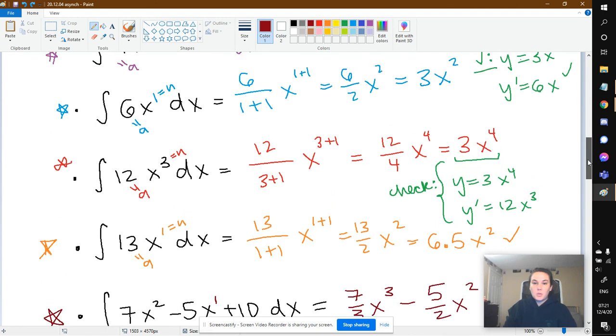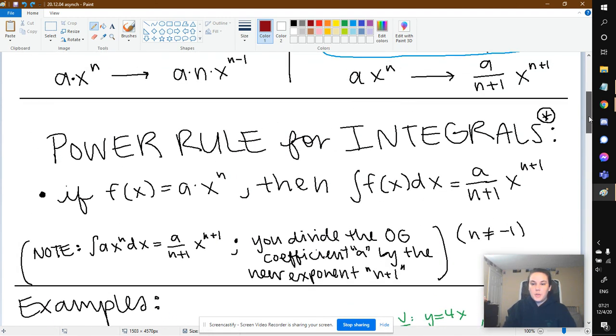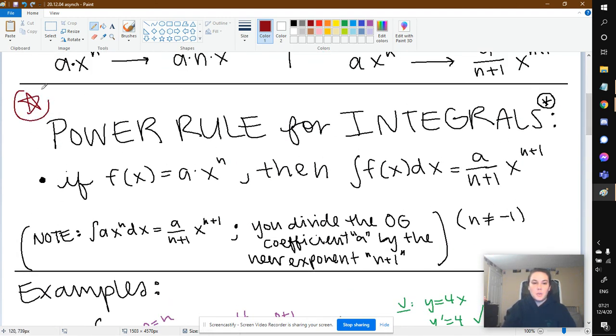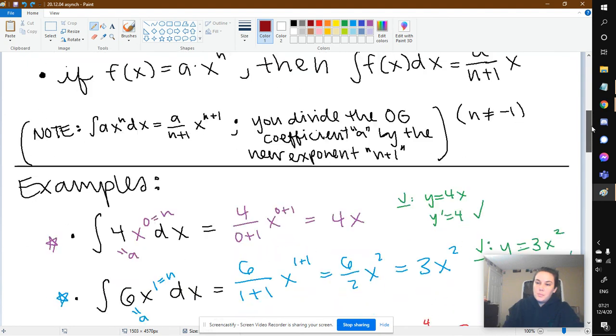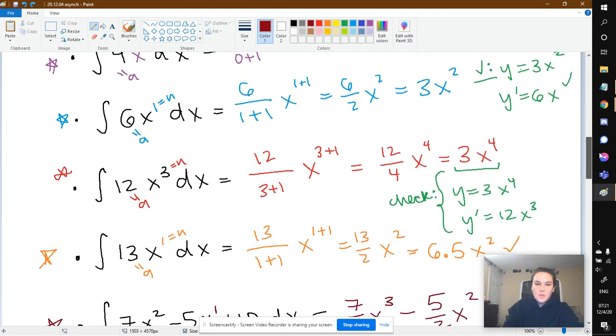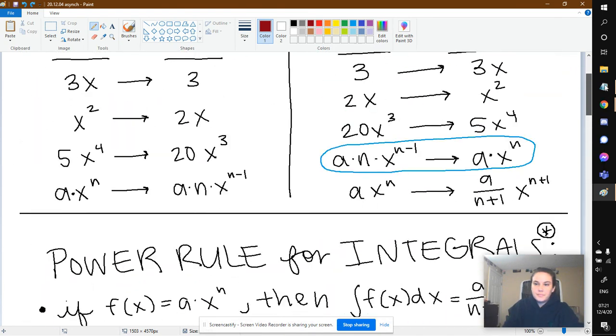All right, that is the power rule for integrals, y'all. I would add this to our note sheet that we made in class on December 4th, and that was this morning. And then, yeah, try out the assignment. Let's give it our best.